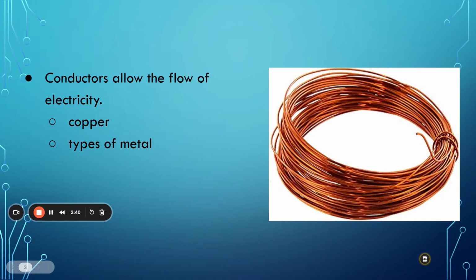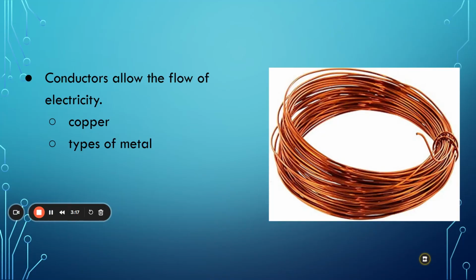Now, conductors will allow the flow of electricity. When you create a circuit, as you'll do, which is just a path that electricity flows through, conductors are things that will allow electricity to flow. If you have certain types of materials like copper and other types of metal, they're really good conductors, so the electricity will continue to flow in your circuit. Copper is a very common conductor. It's a very good conductor.